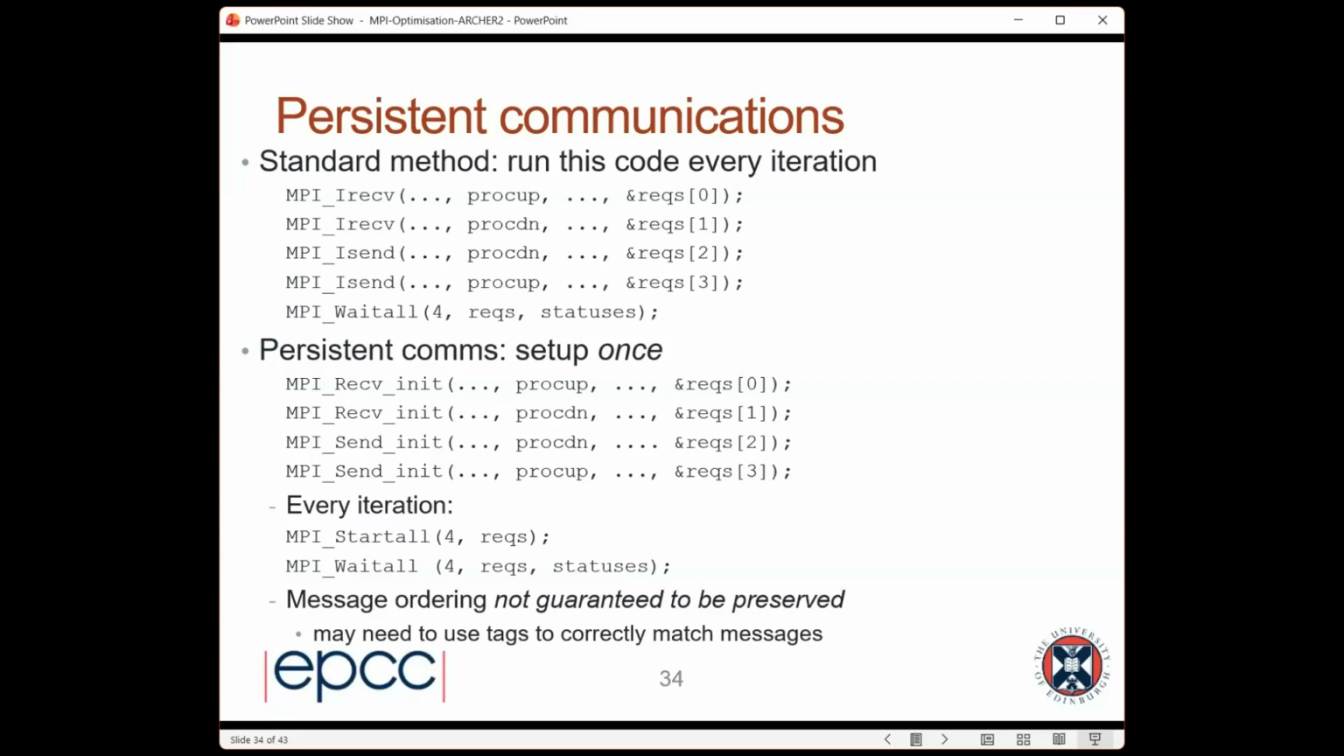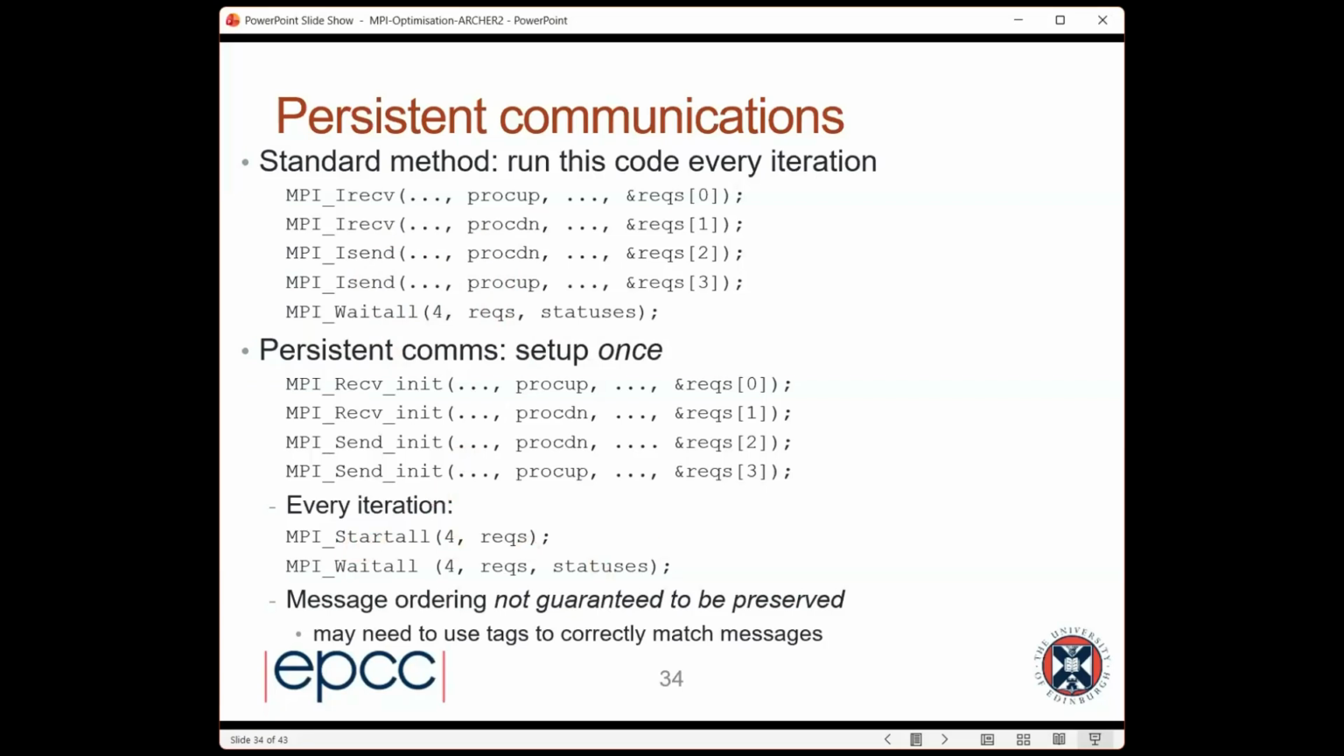You can also use persistent communications, as I said here. Rather than every iteration of your loop issuing the sends and receives, you pre-define them all, and then you do a start-all and a wait-all.